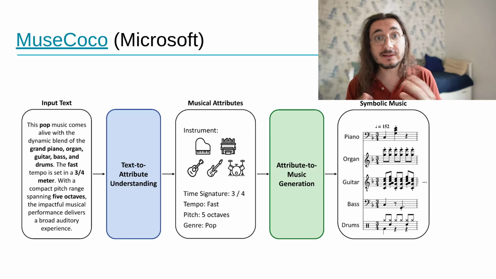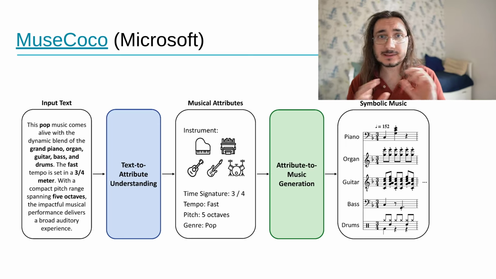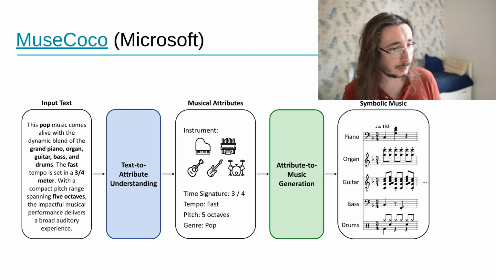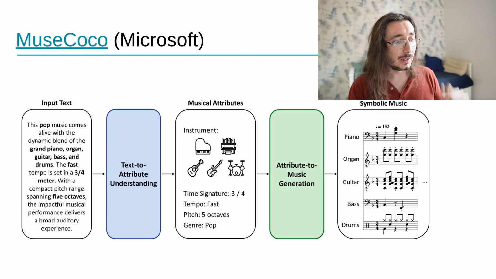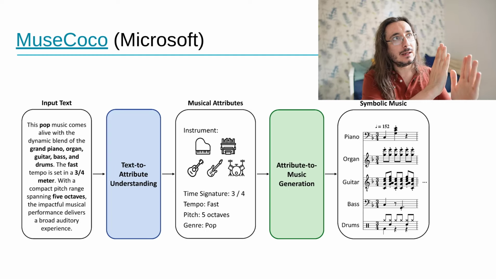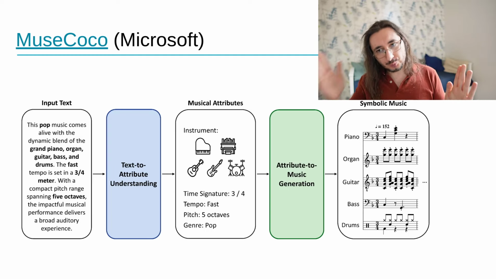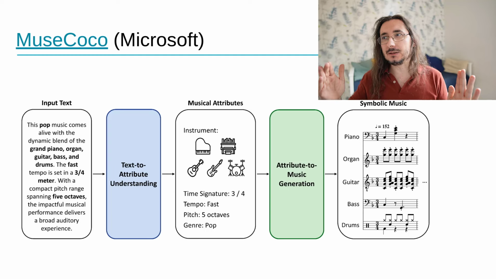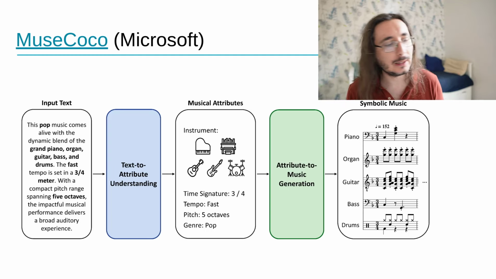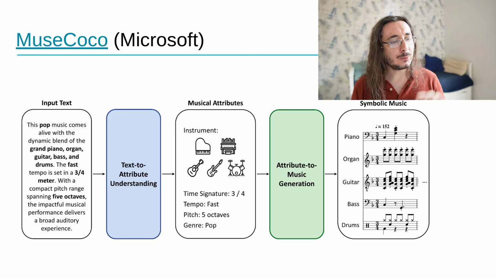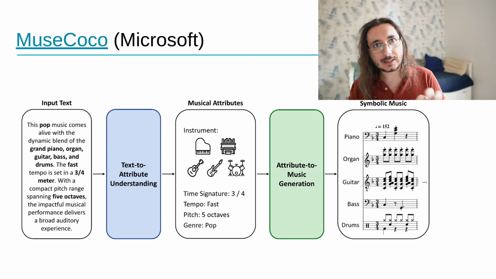Let's move on to generative music model number 2, and that is called MuseCoco, developed by Microsoft. This is an extremely interesting model. It's made up of 2 sub-models. It's basically a text to music model, and it actually generates a symbolic score, so it's not audio, it's just symbolic. But it works in 2 steps, and at each of these steps you have a separate model.